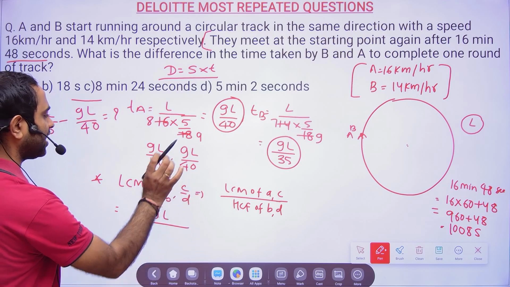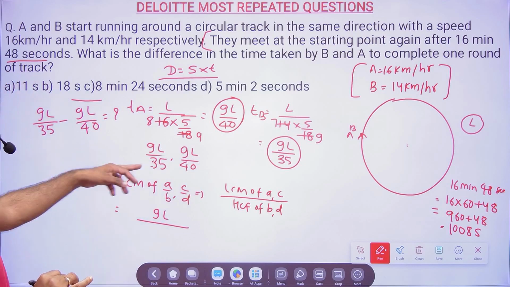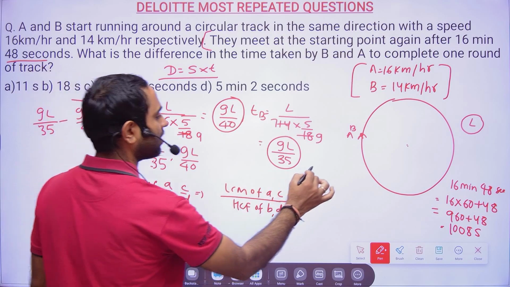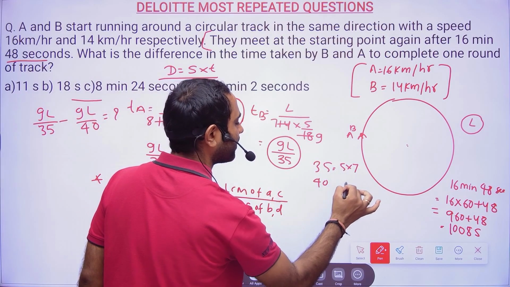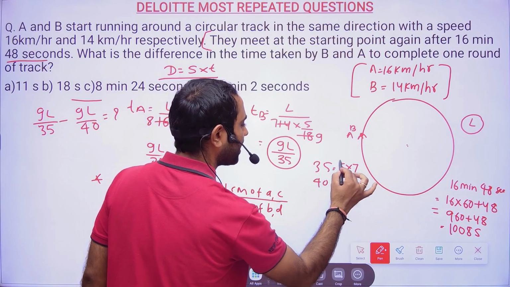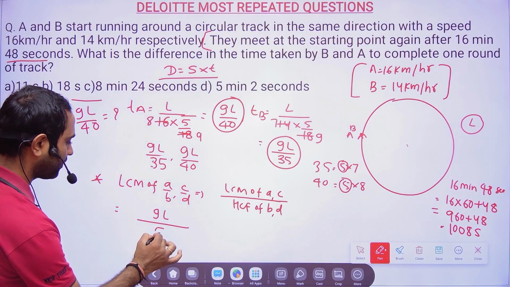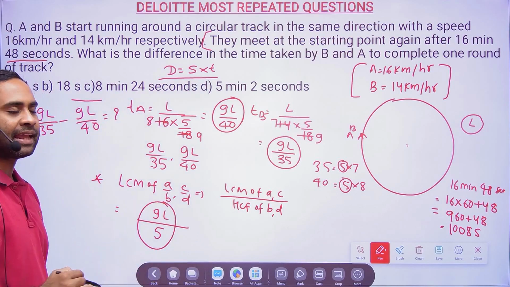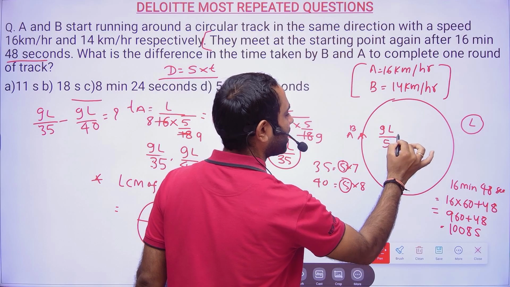And what will be the HCF of 35 and 40? See, 35 is 5 into 7 and 40 is 5 into 8. So the highest value which is common is 5. So this is nothing but 5. So after 9L by 5, they will be able to meet.